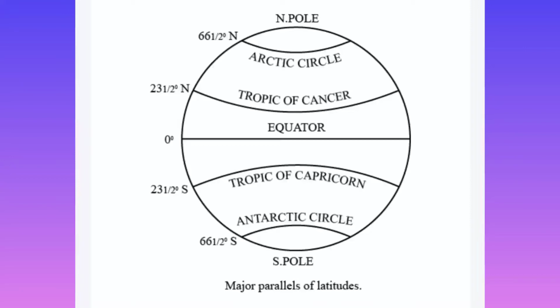The Arctic Circle is the parallel which lies at the angular distance of 66.5 degrees north of the equator. The Antarctic Circle lies to the south of the equator at an angular distance of 66.5 degrees from it.